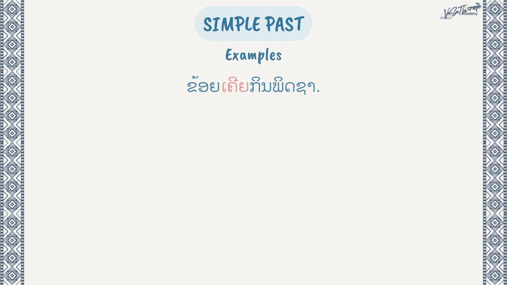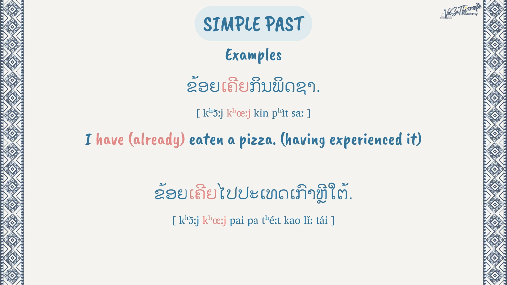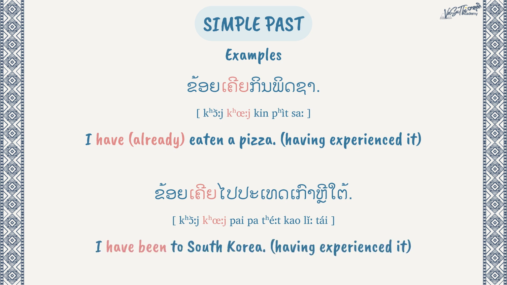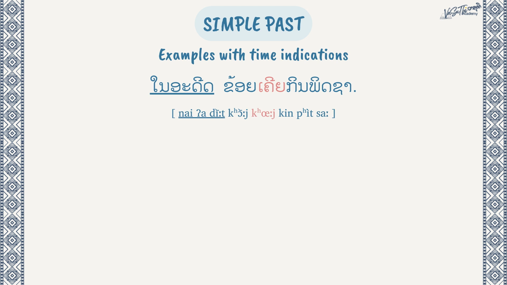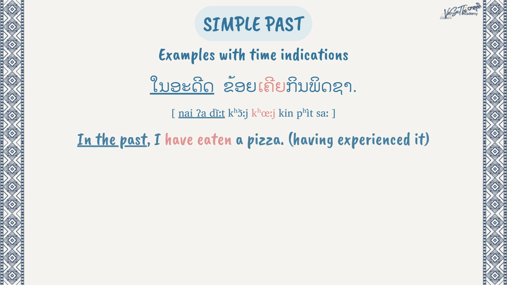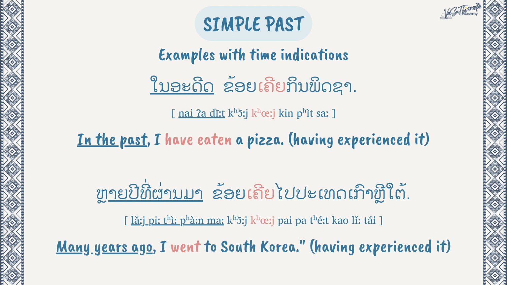For example, ค่อยเคยกินพิซซ่า which means I have already eaten a pizza, having experienced it. ค่อยเคยไปประเทศเกาหลีใต้ which means I have been to South Korea. And with a time adverb for more precision and context, ในอดีตค่อยเคยกินพิซซ่า in the past, I have eaten a pizza. หลายปีที่ผ่านมาค่อยเคยไปประเทศเกาหลีใต้ Many years ago, I went to South Korea.